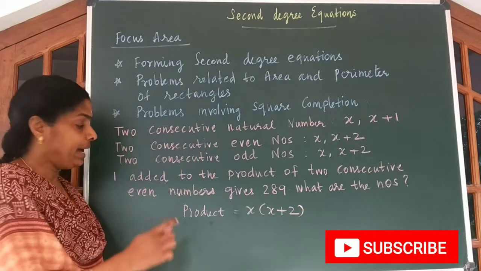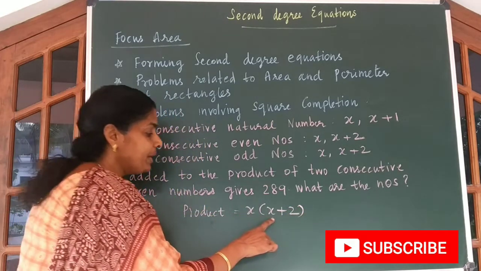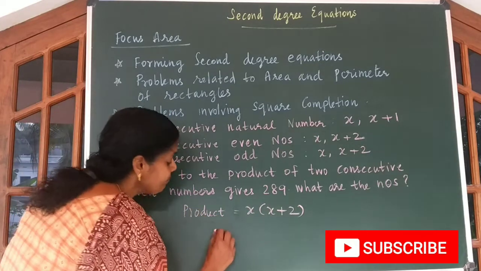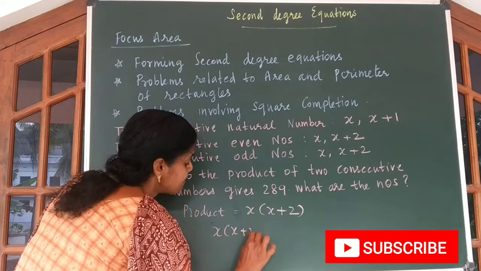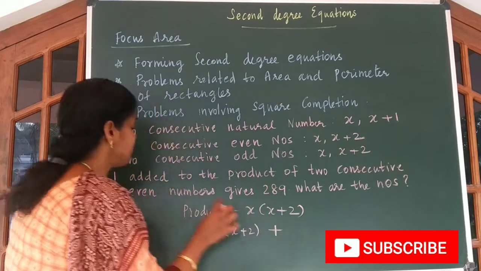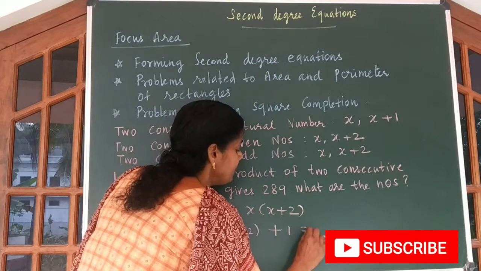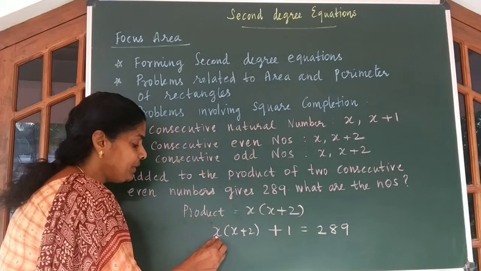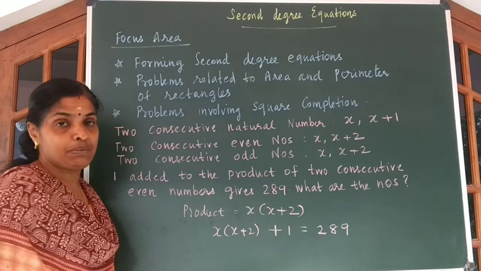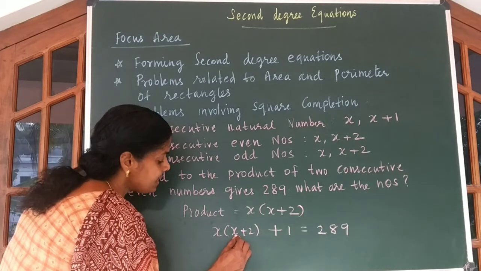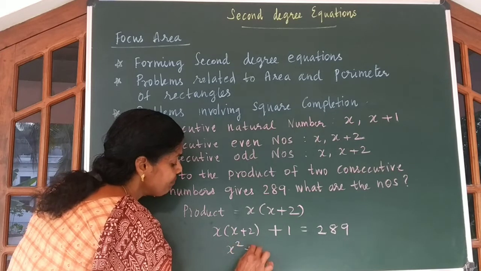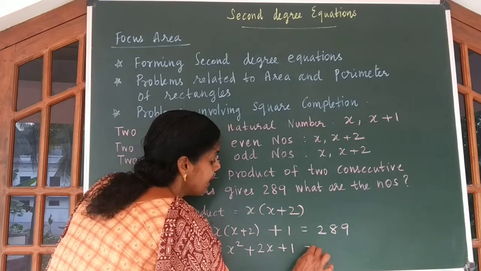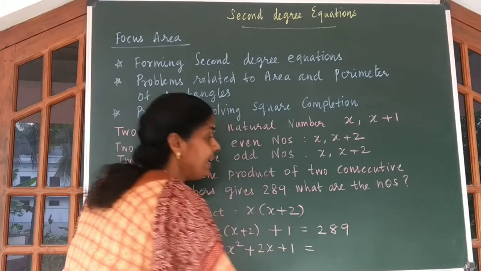Now we have to add 1 to the product of two consecutive even numbers. So you get x into x plus 2, added to 1, equal to 289. Now let us multiply x with x plus 2. You get x square plus 2x plus 1 is equal to 289.